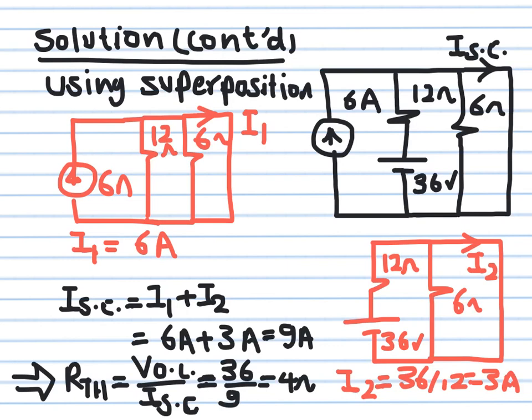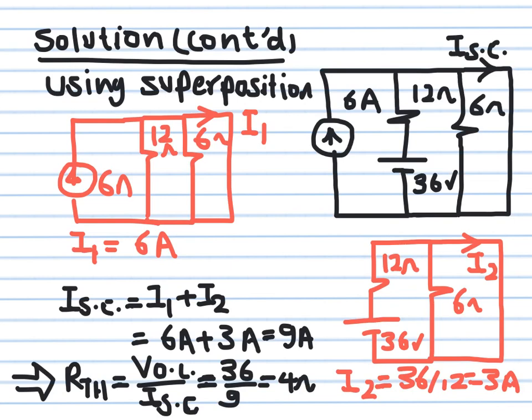So the total short circuit current is the short circuit current due to the current source, which we calculated to be I1, equal to 6 ampere, and the short circuit current due to the voltage source, which we calculated to be 3 ampere. Then the total short circuit current is I1 plus I2, 6 ampere plus 3 ampere, equal to 9 amperes. Now, as we agreed from our derivation, the Thevenin resistance is the open circuit voltage divided by the short circuit current. So it's equal to 36 divided by 9. This will give you 4 ohm.